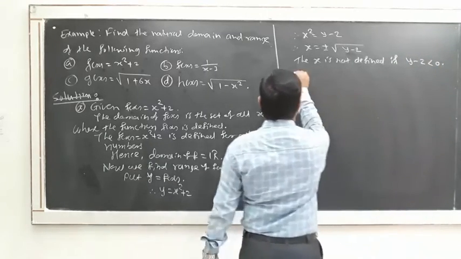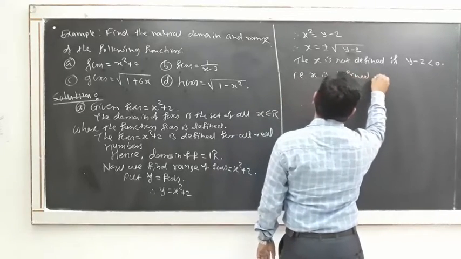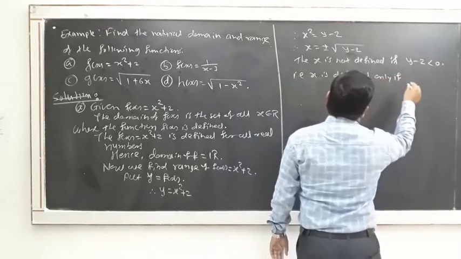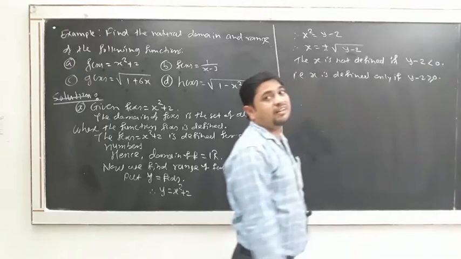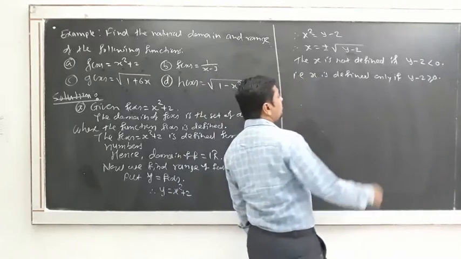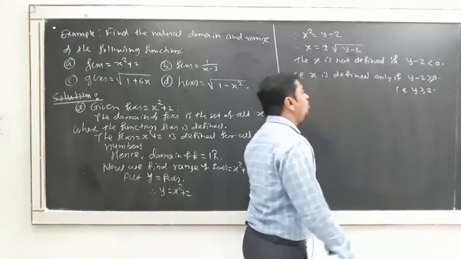That is, x is defined only if y minus 2 is greater than or equal to 0. That is, y minus 2 must be greater than or equal to 0, or you can write y must be greater than or equal to 2.